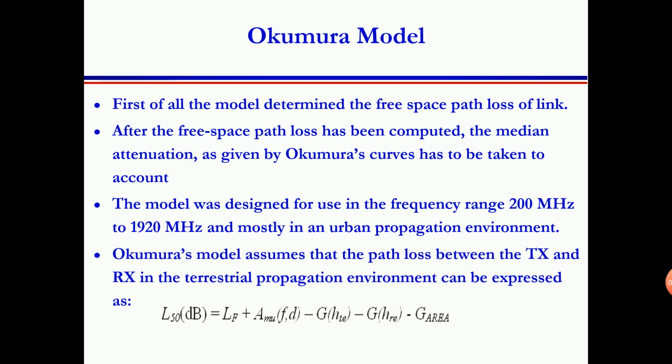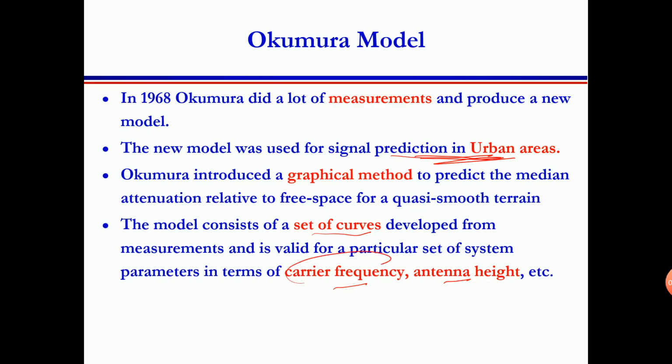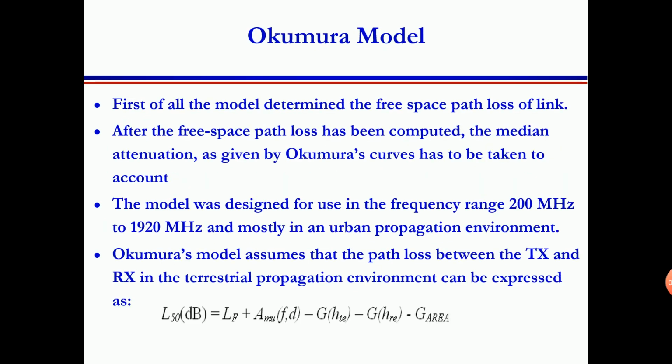So in the Okumura model, the parameters are carrier frequency, antenna height, and so on. This Okumura model is used for the frequency range from 150 megahertz to 1920 megahertz, and for the distance of 1 to 100 kilometer, and it is used for the base station height of about 30 to 1000 meter. So this is the height of the base station antenna, and this is your distance.